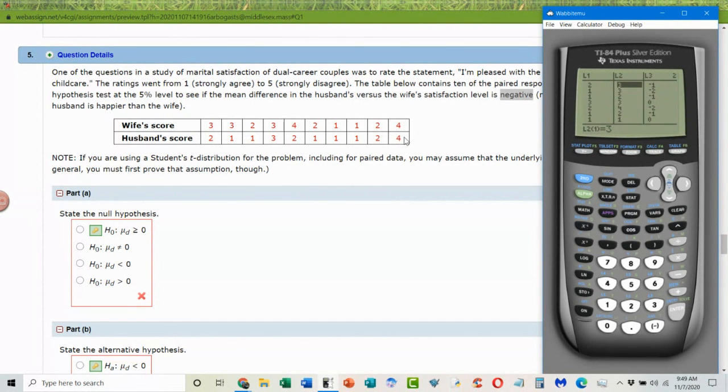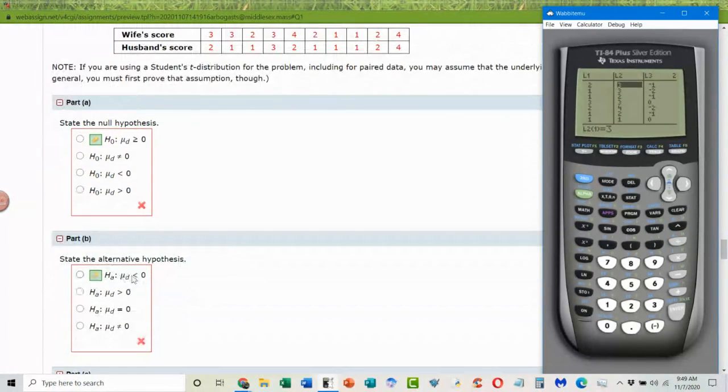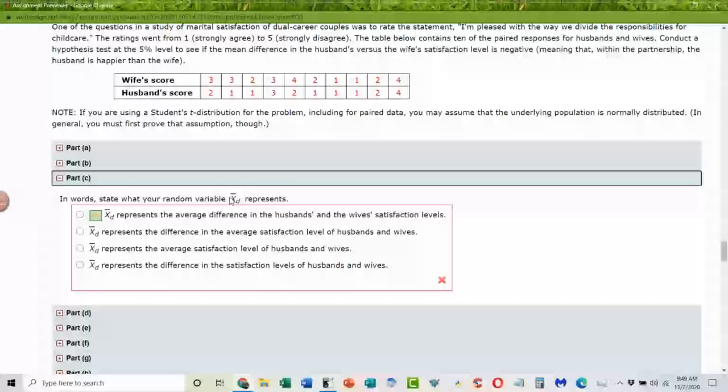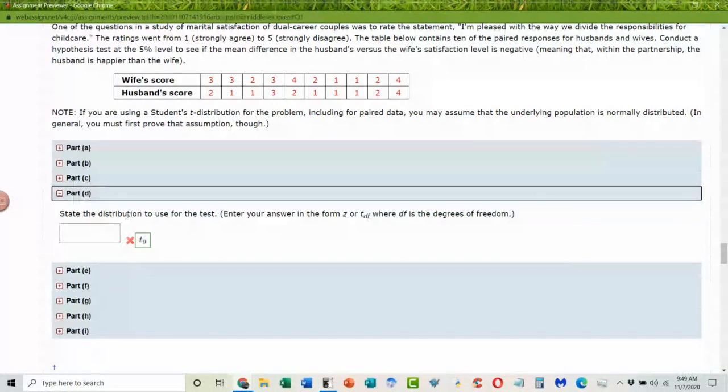So because they wanted to see that this thing was negative, that tells us what our alternative hypothesis is. And then because this is less than, everything else has to be greater than or equal to. The null has to have everything else. So that's how we get those pieces. And we use a t-test. The mean is just the difference of the husbands and wives.